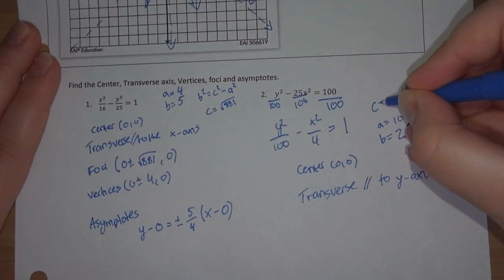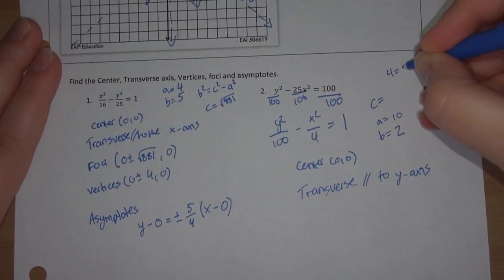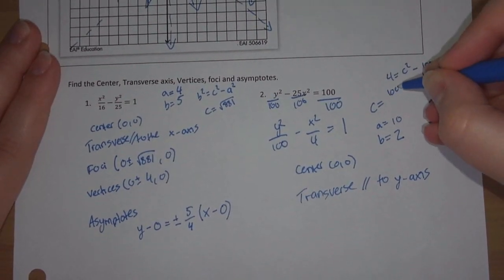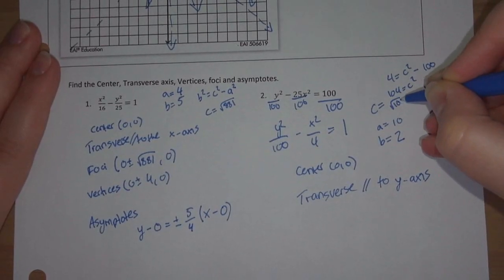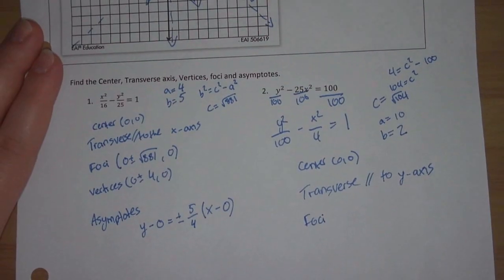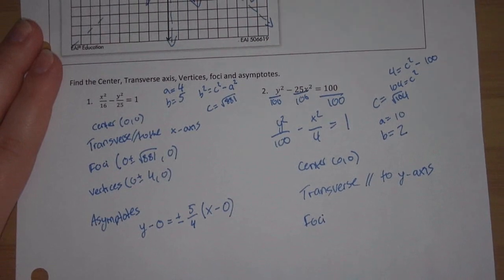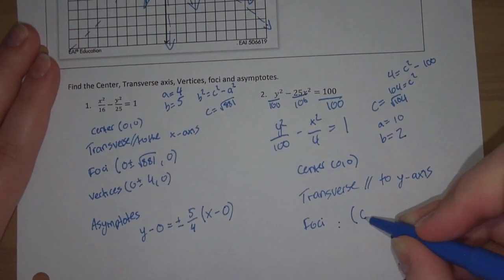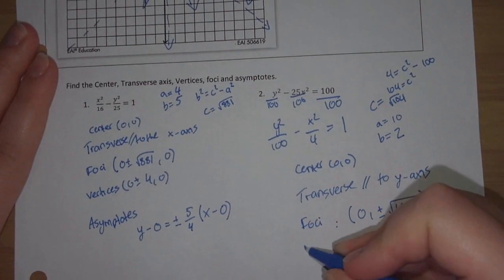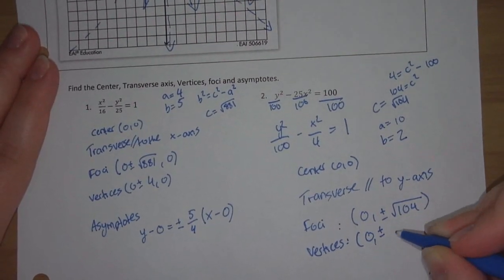Now we gotta find C with our formula, and C is going to be, so we have 4 equals C squared minus 100. So we add, so we have 104 equals C squared, so C is the square root of 104. Our foci, this time we are adding to the y variable. So our foci would be 0, comma, plus or minus the square root of 104. Our vertices, same thing, we're adding to the y variable, so 0 plus or minus 10.